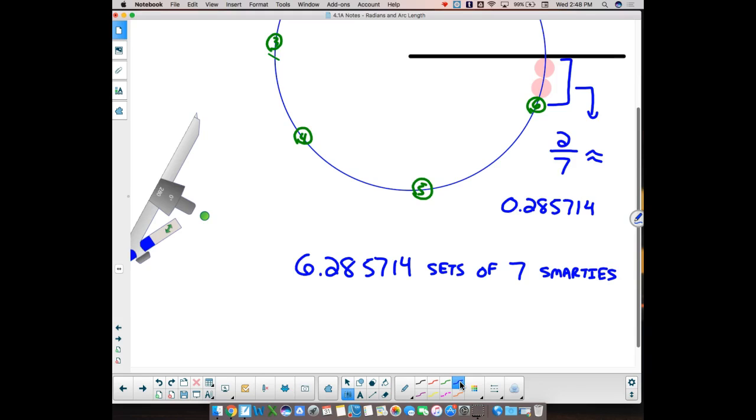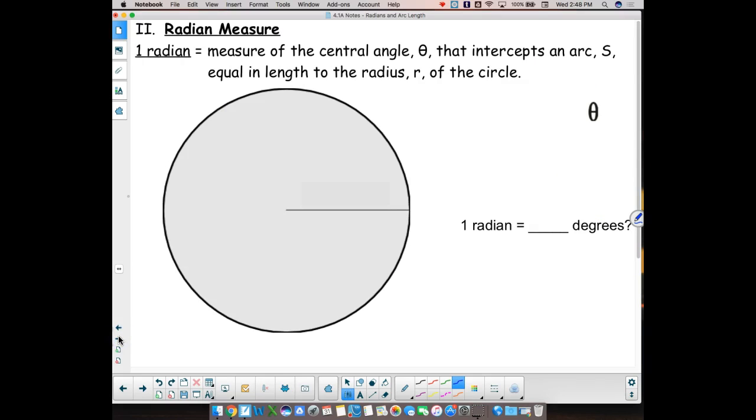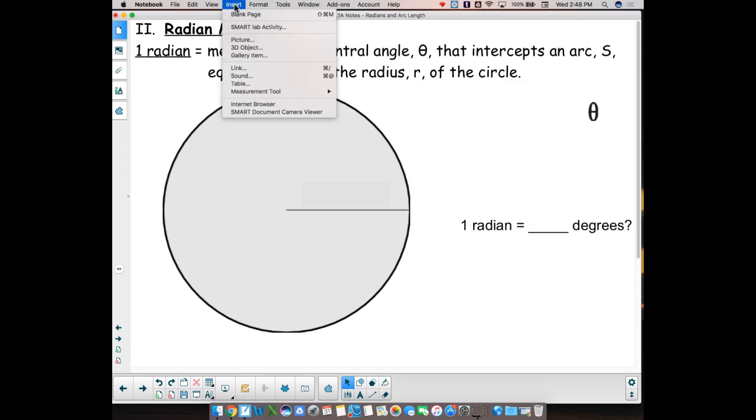Okay. So what we've just created is how to figure out what something called a radian is. Okay? 1 radian is the measure of the central angle theta that intercepts an arc S equal in length to the radius r of the circle.